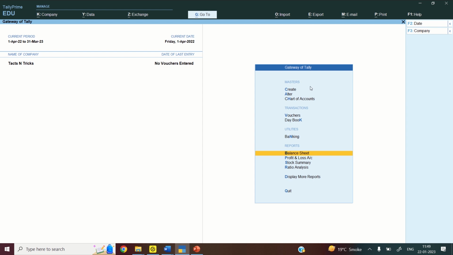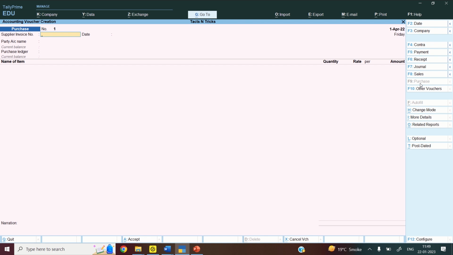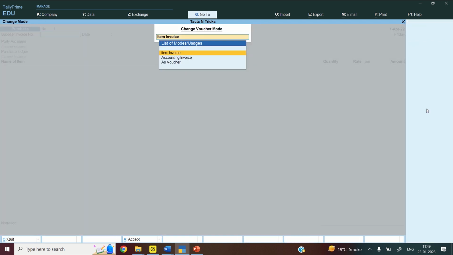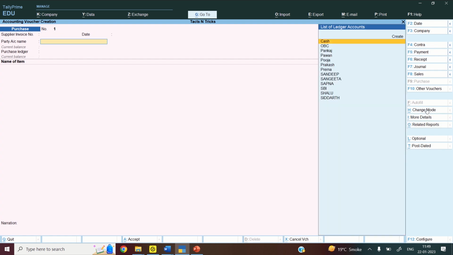Okay, so I will go to vouchers and I will go to the purchase vouchers. Now, what settings do you require here? From the change mode, you can go to item invoice. Change mode item invoice, because here the item details are given to us. Then the party name is Shalu.